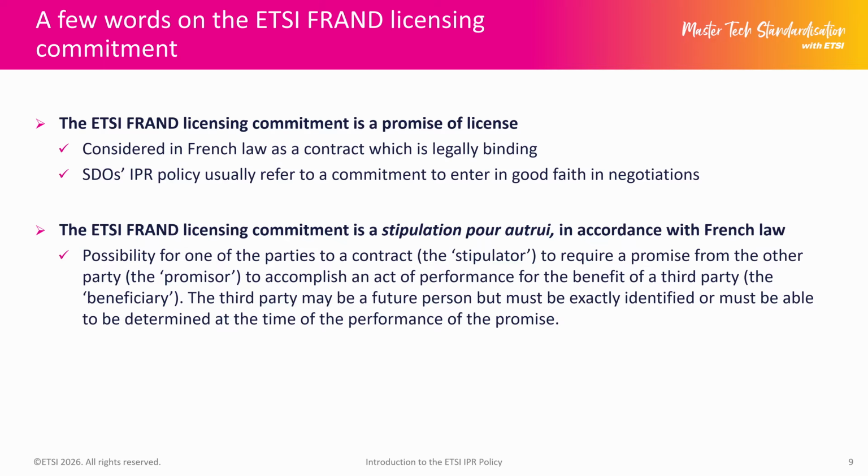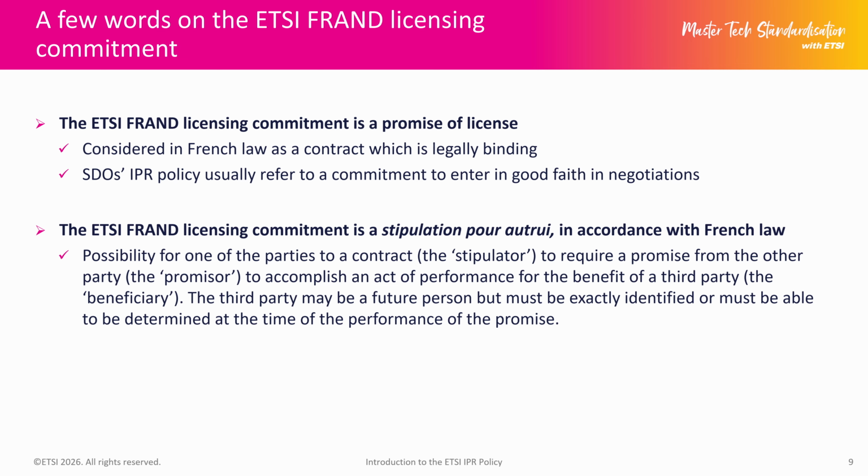Still under French law, the FRAND licensing undertaking is characterized as a stipulation pour autrui. This is a specific contractual mechanism, still in French law, by which one party to a contract, the stipulator, requires the other party, the promisor, to undertake a performance for the benefit of a third party, the beneficiary.